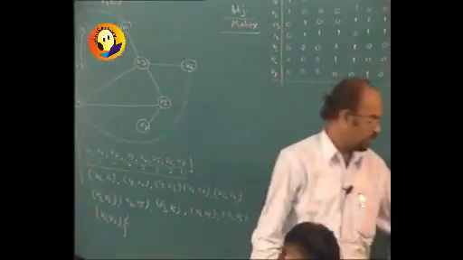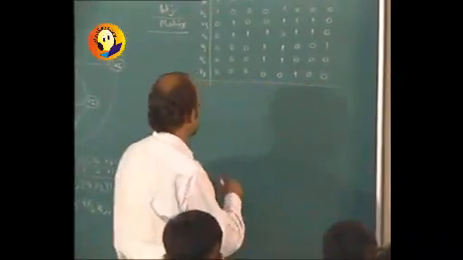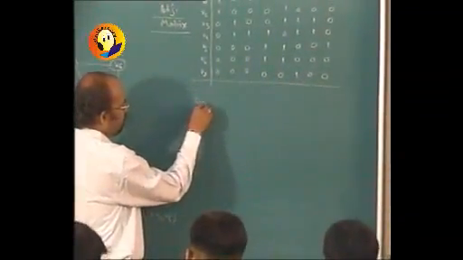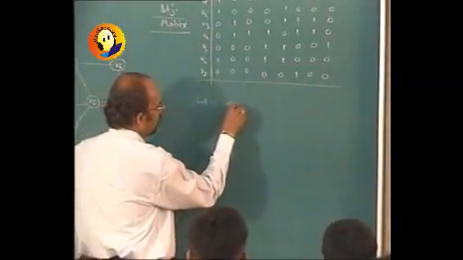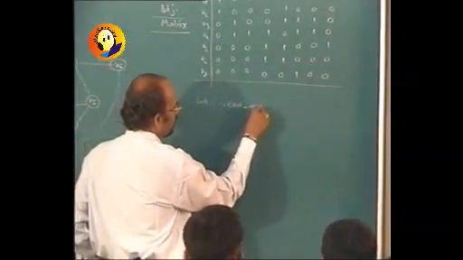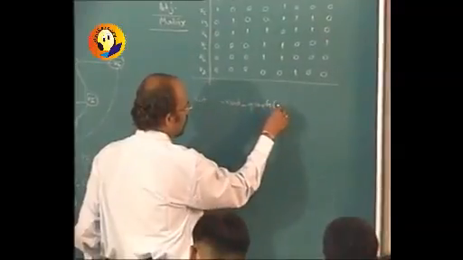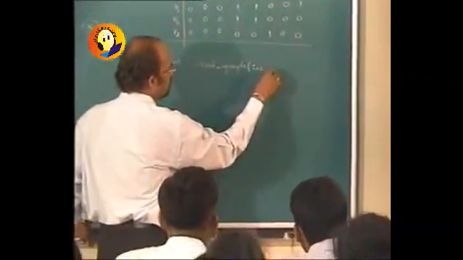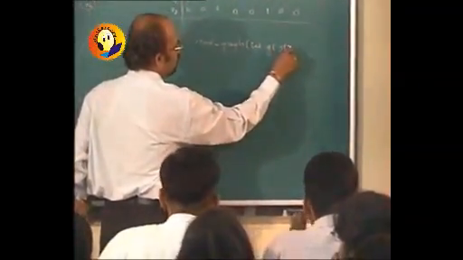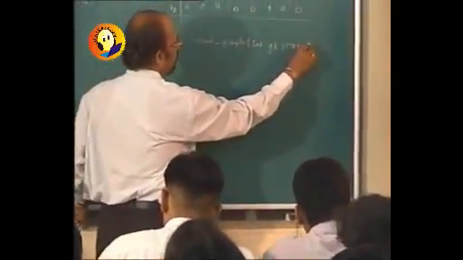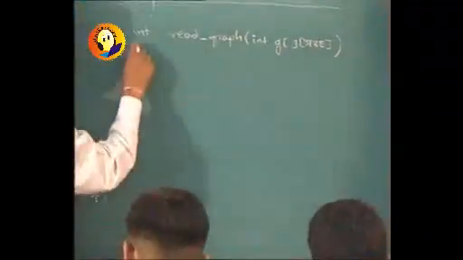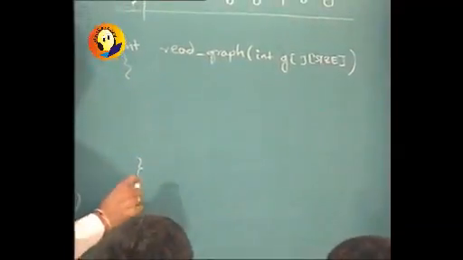So the function that you are required to write in this case will be of int type, read graph, and it will take a matrix G, which is defined earlier as size by size. This is how you are required to write the function.